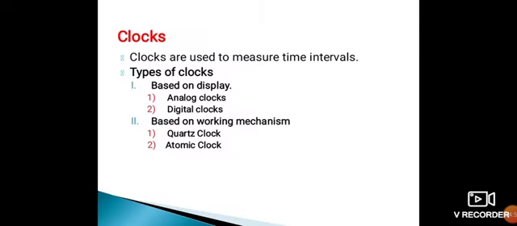Clocks. Clocks are used to measure time intervals. So many clocks were used from ancient times. Scientists modified the clock's mechanism to obtain accuracy. Types of clocks. Clocks are classified based on display and based on working mechanism. Based on display, they are further classified into analog clocks and digital clocks. Based on working mechanism, they are classified as quartz clock and atomic clock.